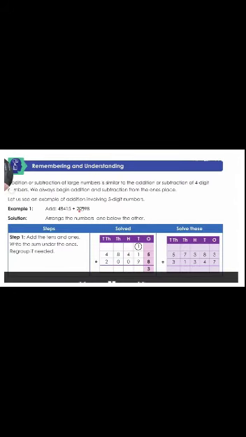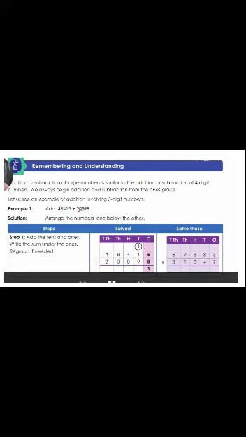Addition or subtraction of large numbers is similar to the addition or subtraction of 4-digit numbers. We always begin addition and subtraction from the ones place. Yes, it is always the same. Addition or subtraction of 4-digit numbers is the same as of the bigger numbers. Let's see an example of adding involving 5-digit numbers. Now, first we have done 4-digit numbers. Now here the 5-digit number, that is the 10,000 place value, is added in this sum.